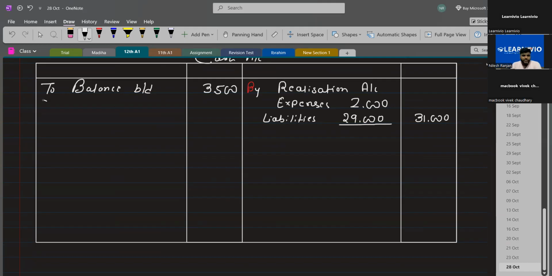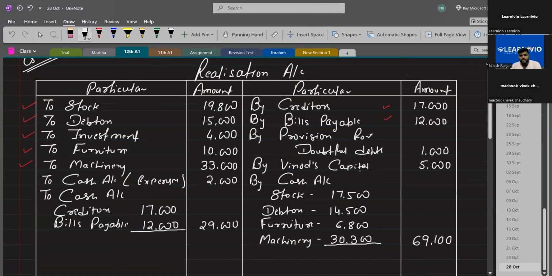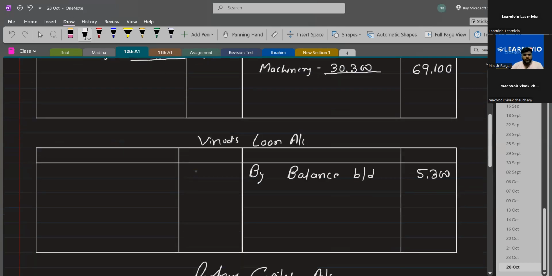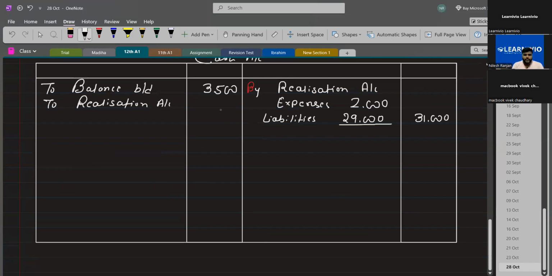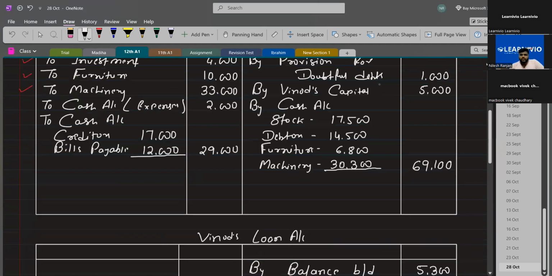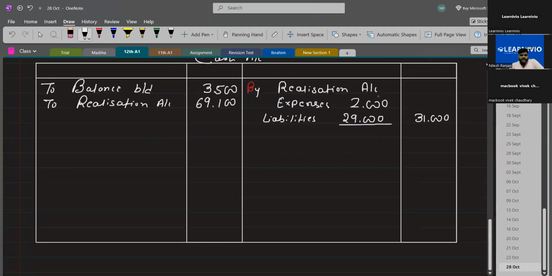Again, cash is also realized from assets. So to realization account, from assets, we have realized a total of 69,100. Okay. So it is assets.